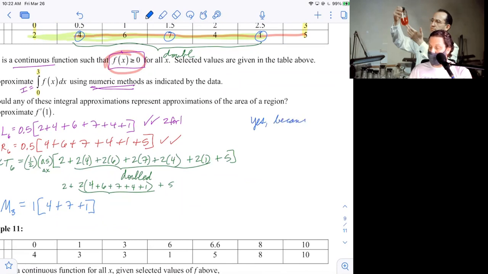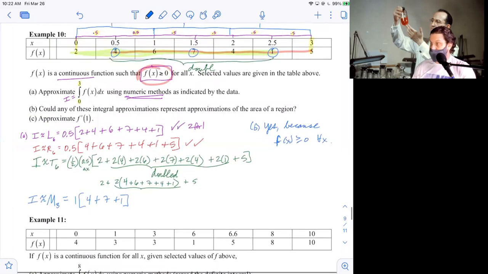I'm not going to write it out, but yes, this would be part B. Yes, because f of x is greater than or equal to 0 for all x. Okay, that's all you have to say. If that f of x greater than 0 were not there, then we can't say for sure, because just because the y values you see are positive doesn't mean the ones in between aren't. Area has to be positive. Can't have negative area.